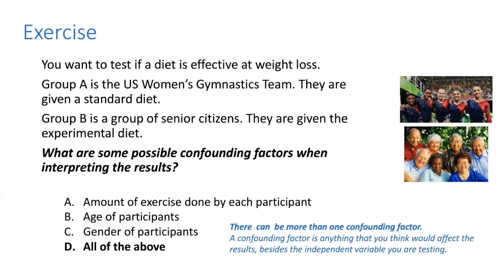For instance, A, the amount of exercise done by each participant. The U.S. women's gymnastics team is more likely to have more rigorous exercise regimens compared to a group of senior citizens, and this could drastically affect the weight loss results. A confounding factor is anything you think would affect the results, besides the independent variable you are testing.